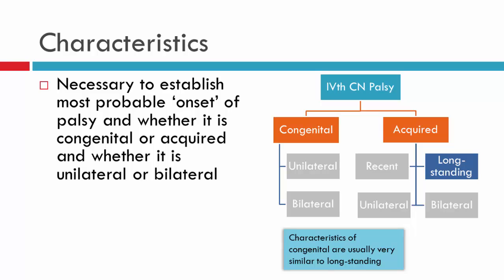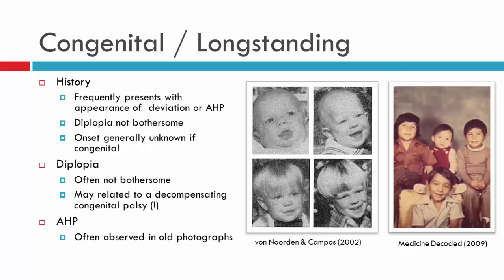The other point to make here is that this video will not focus on distinguishing between unilateral and bilateral fourth nerve palsies, either acquired or congenital. The focus will be on what are the distinguishing features between the long-standing and congenital fourth nerve versus a recently acquired fourth nerve palsy. So let's begin with the history of the patient.